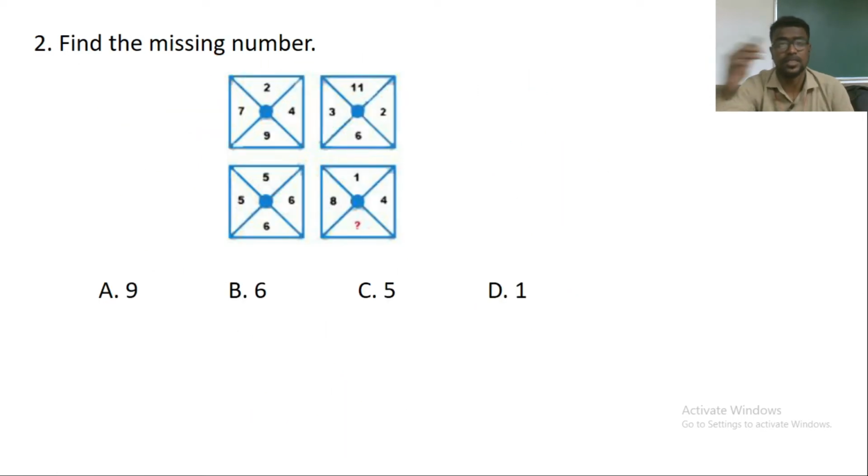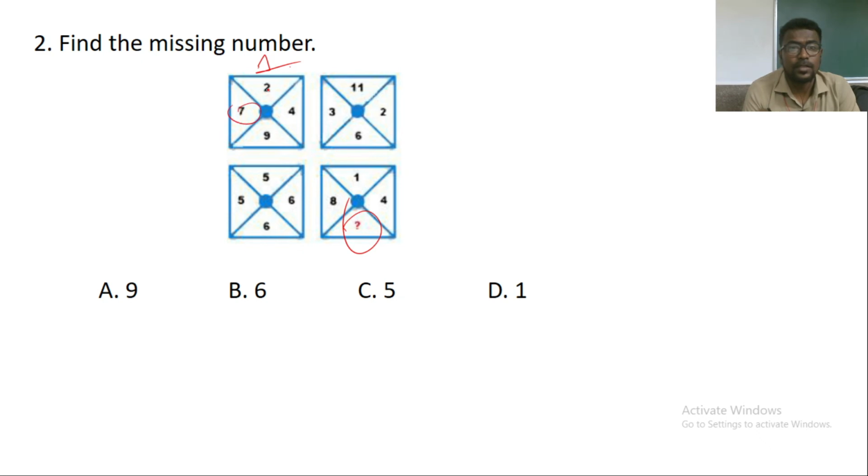We'll move to the next question. Find the missing numbers. Here we are given 4 squares, and in each square we have 4 numbers. Only one square has 3 numbers and 1 question mark, and we have to find that question mark. If we take the first square box, let's apply something.